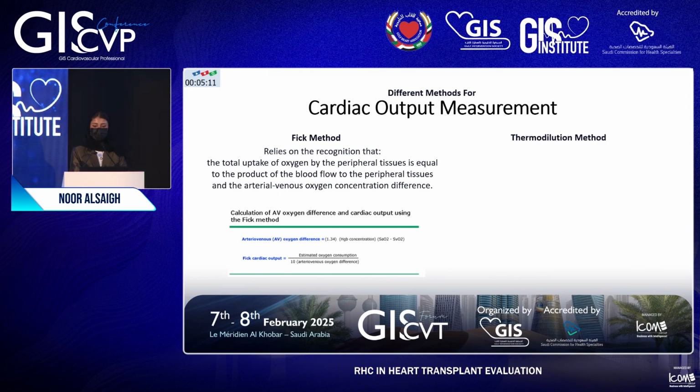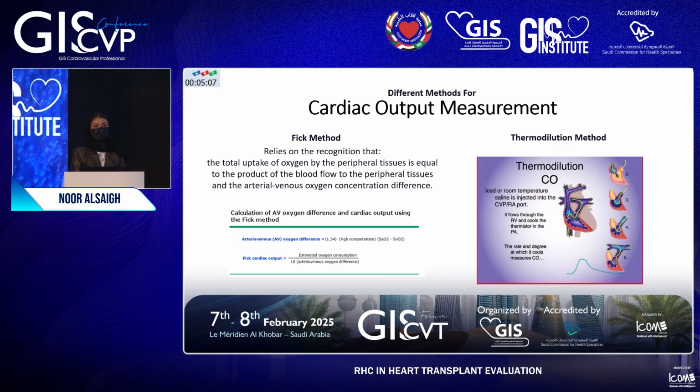On the other hand, the thermodilution method: in order to perform it, you need to inject a fixed volume of cold saline as a bolus into the RA through a proximal port of the Swan-Ganz catheter. As this injected saline goes from the RA and passes to the RV until it reaches the PA, we measure the temperature of the blood there, and the degree of the change in temperature in the PA is proportional to cardiac output. What does that mean?